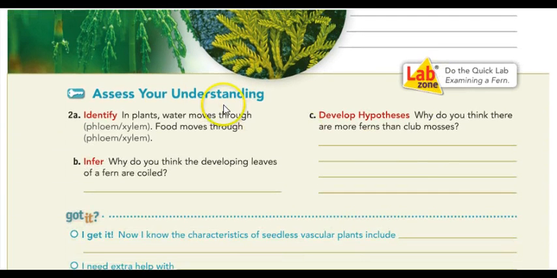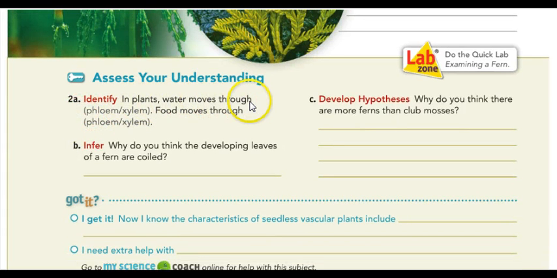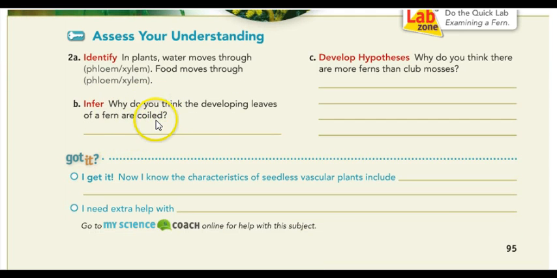Then go down to the assess your understanding. 2a says, in plants, water moves through, circle which type of tissue water moves through, and food moves through, circle your choice there. B, why do you think the developing leaves of a fern are coiled? I'll give you a hint with this one. The leaves are somewhat protected as the leaf comes out of the soil and is curled up to protect it as it continues to develop.